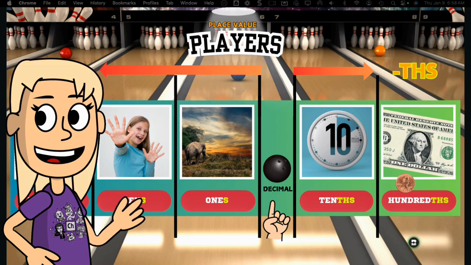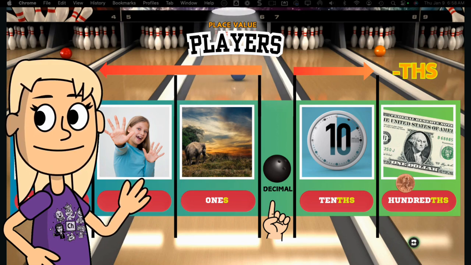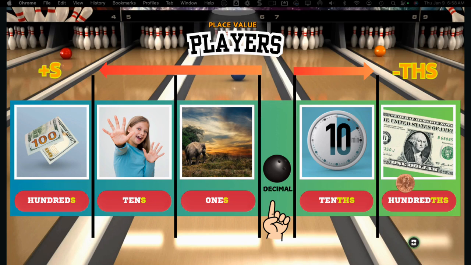Okay, let me get out of the way here so you can see this whole thing. All right, notice the decimal's in the middle. See my finger pointing at it? That's where the decimal goes, and it doesn't move from that place. It stays there. Now, notice as you look to the left side, you see the elephant. It represents 1. It's in the lane of the ones. Notice that it ends in the letter S. That's a whole number. Next to that are the tens.